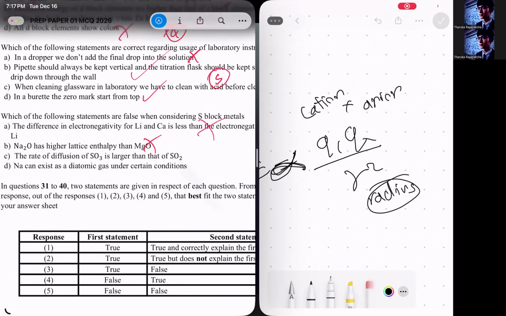That's correct, people. So sorry, that's wrong because SO3 is a larger molecule, larger molar mass. So the ability to run is less. Again, the speed is less. D statement, sodium can exist as a diatomic gas under certain conditions. That's correct. Again, under some conditions, it can exist as a diatomic gas.